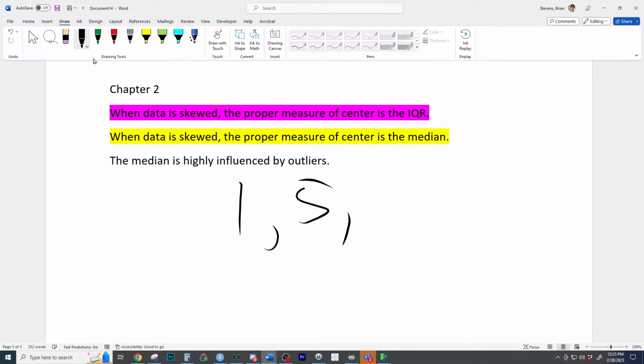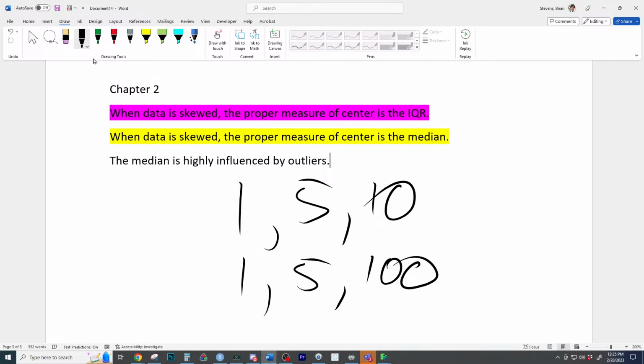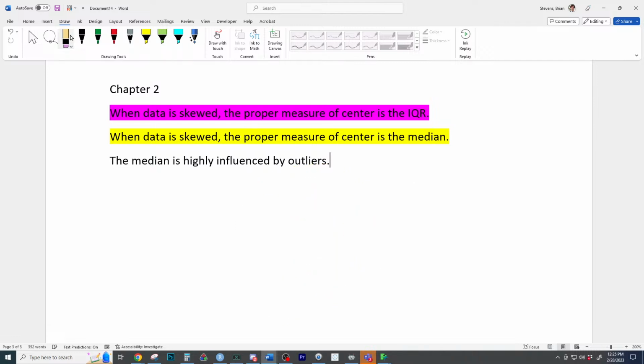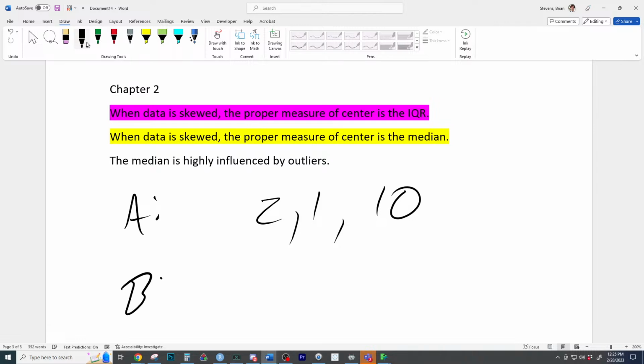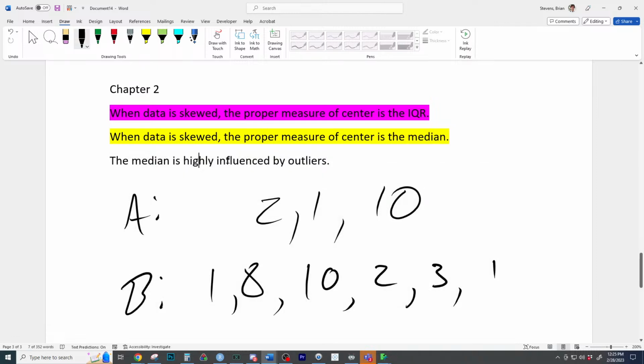First data set here is 1, 5, and then 10. Next data set is 1, 5, and then 100. What is the median for both data sets? It's going to be 5 because 5 is the middle number. We can do a check on your median knowledge too to say what is the median of this data. That's a quick check to make sure you know how to solve the median. So here's question A, and here's question B. What's the median of question A and question B? And this one is false. The median is not highly influenced by outliers.